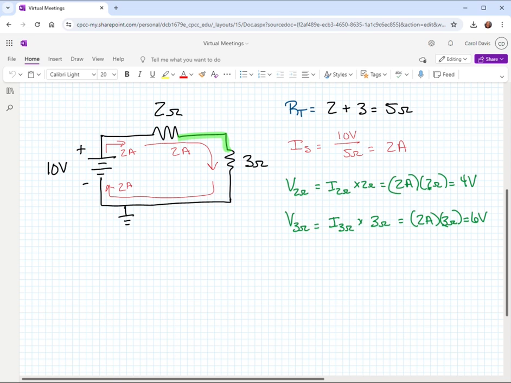So let me add these voltage drops. We have a 4 volt drop here, and we have a 6 volt drop here. All right, so let's look at our Kirchhoff's voltage law.